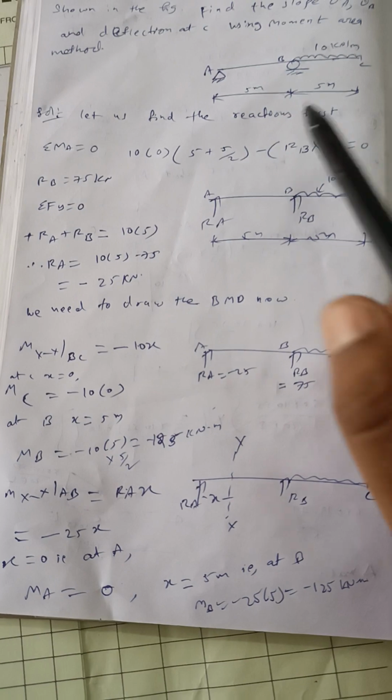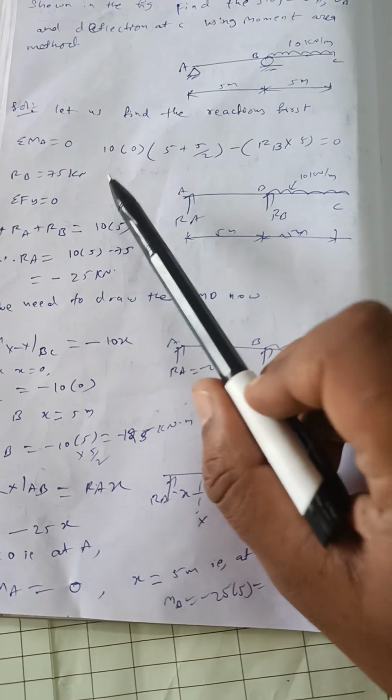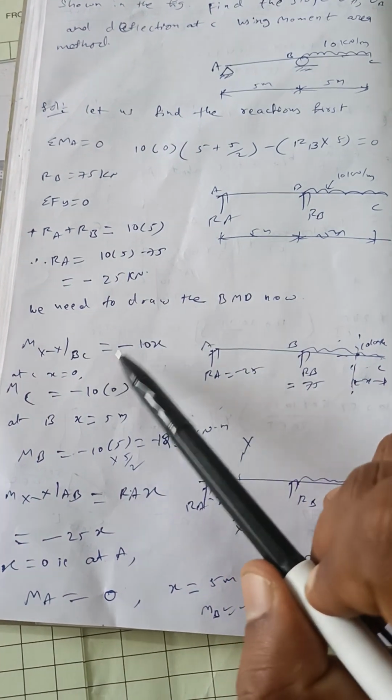Let us first find the reactions. We know how to find the reactions RA and RB using sigma moment about A equal to 0 and sigma Fy equal to 0.